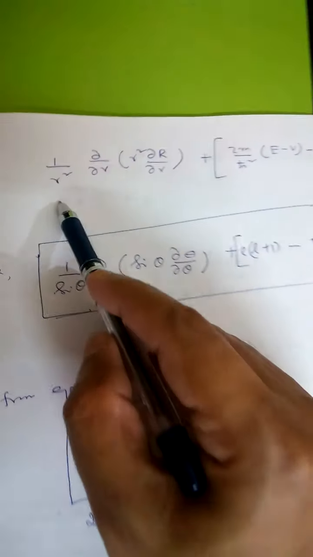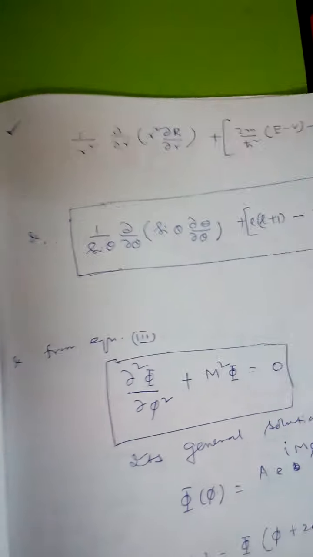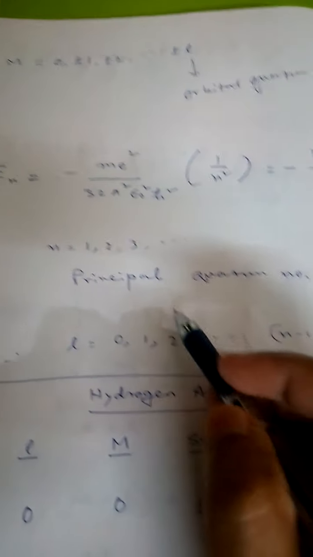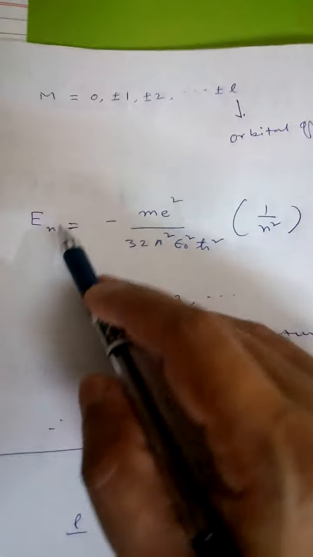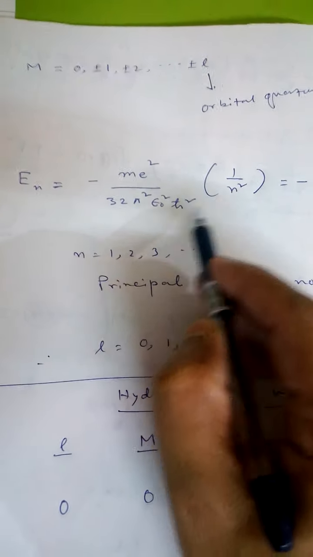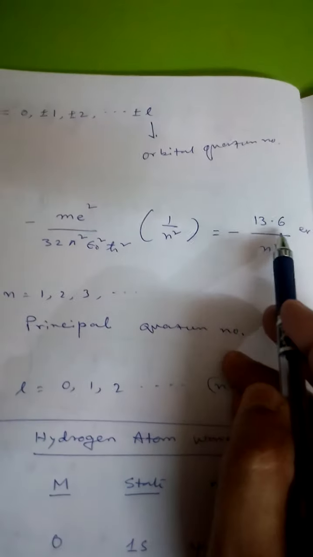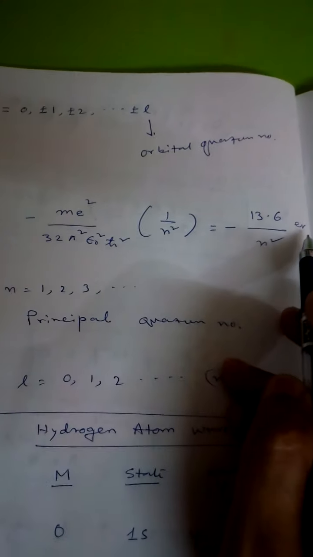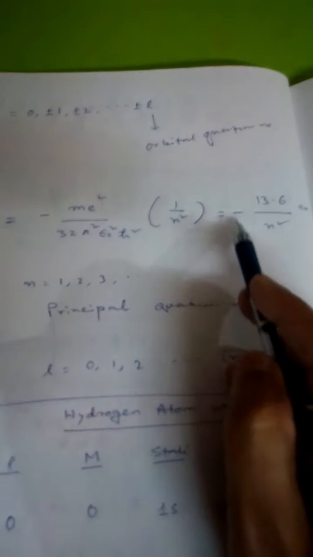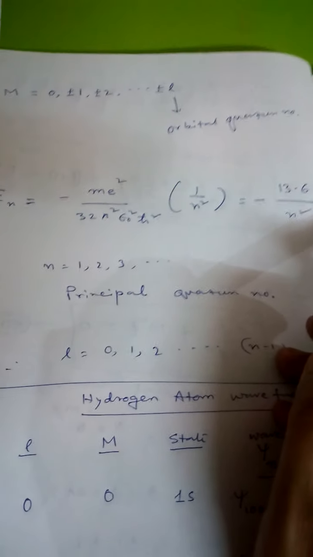And from this equation, equation 5, we get the energy value, the energy value of the hydrogen atom. So En equals, after simplification, we get minus m e to the power 4 by 32 pi square epsilon naught square h cut square into 1 by n square. Remember this expression, and after simplification we get minus 13.6 by n square electron volt. So remember this expression in terms of eV. So En equals minus 13.6 by n square eV, electron volt.